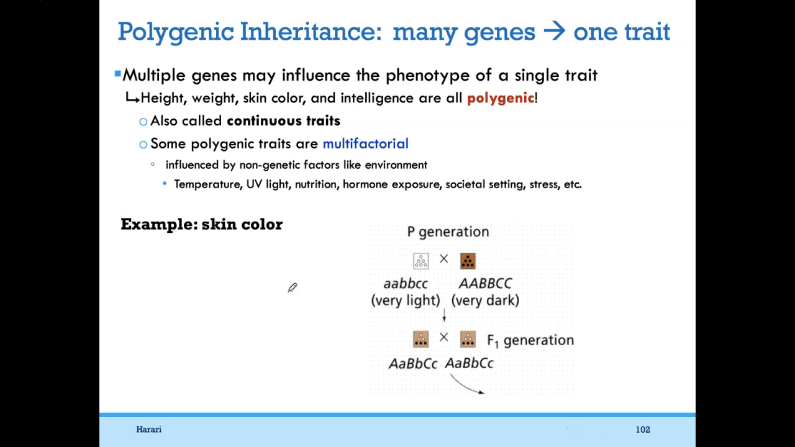In the parent generation, let's say you get the lightest possible individual mating with the darkest possible individual. Right? So this person has a total of 6 capital letters. That's the darkest. This one has 0 capital letters. That's the lightest. When these 2 parents mate, the F1 generation will be an exact intermediate between both extremes. Right? They're going to have 3 capital letters each. But what will happen when the F1 generation expands?